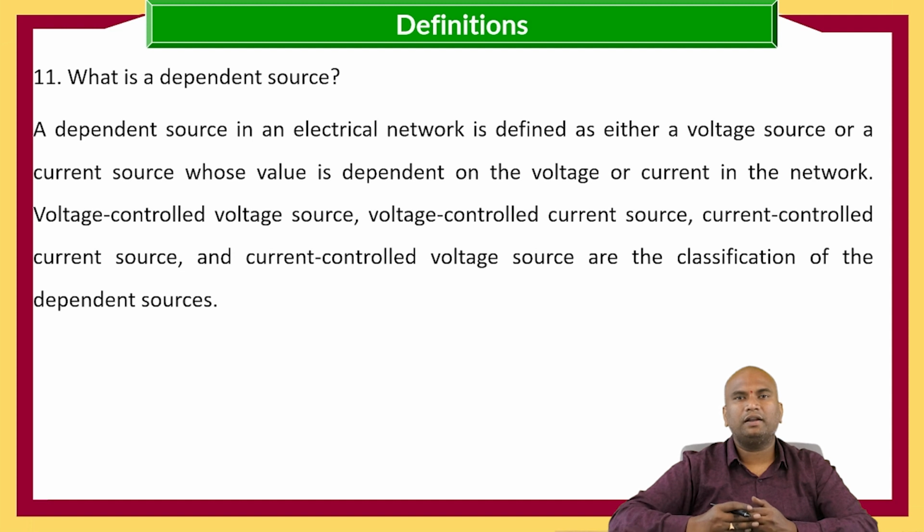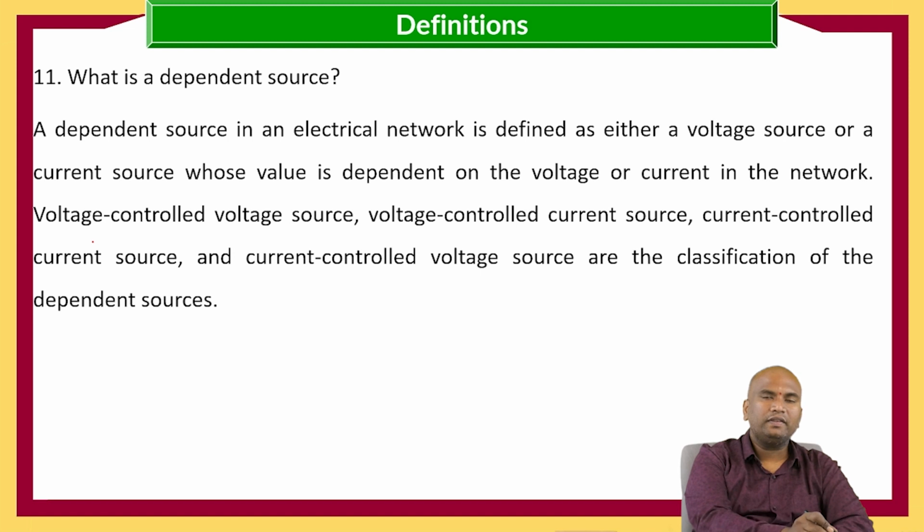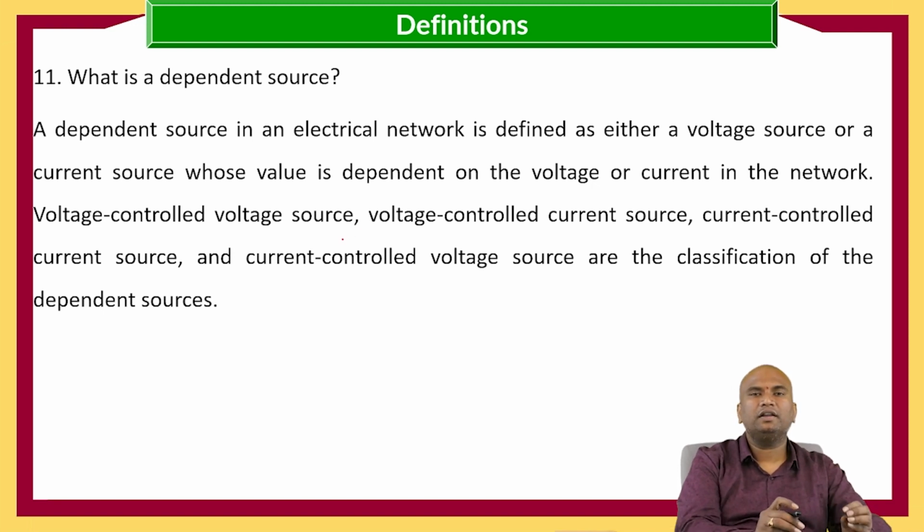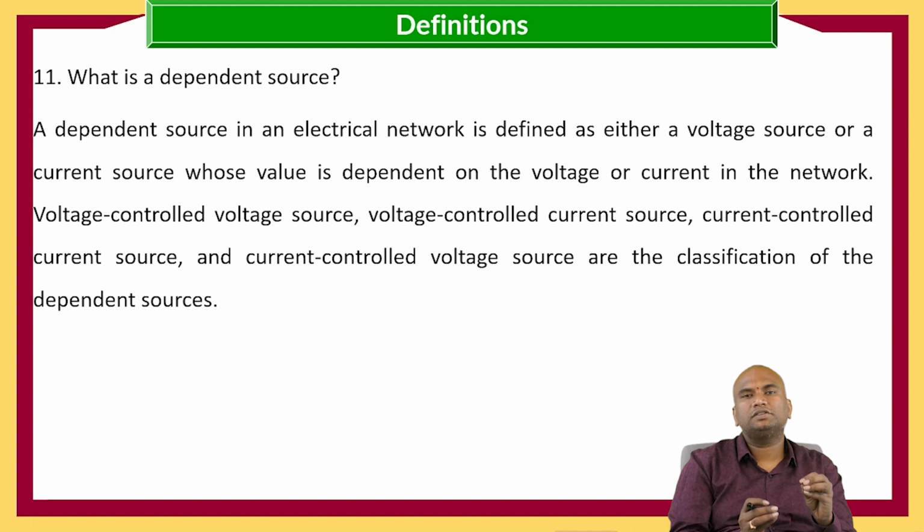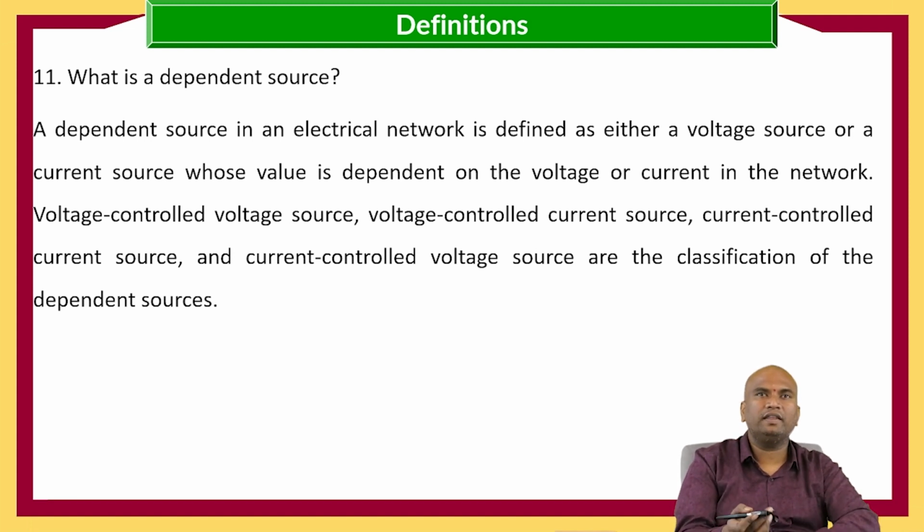Dependent source, as the name itself says, means that the source magnitude or value depends on some other parameter in the circuit, either voltage or current. In this, we have different types of sources. One is the voltage controlled voltage source. That is, if the voltage source is controlled by a voltage in the circuit, then that is called a voltage controlled voltage source.